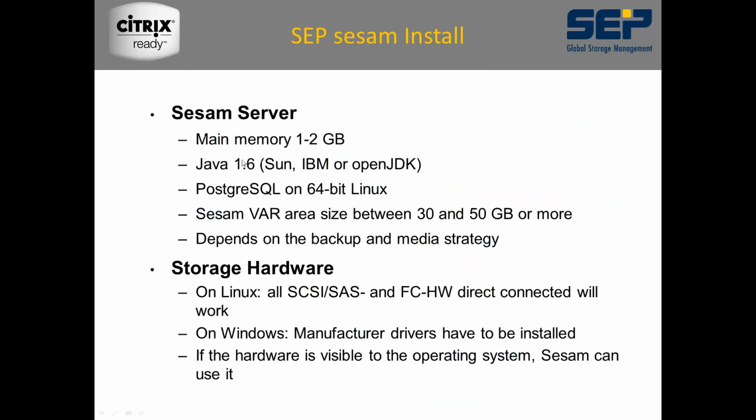The backup server itself needs to have 1 to 2 gigs of memory. Java is a requirement. As we talked about earlier, we do use Java for the GUI, so we have to have Java on the system, 1.6 or higher. PostgreSQL on 64-bit Linux, it will go ahead and auto-install a database for 32-bit Linux or Windows. The database itself will grow to about 50 gigs, and that's for a very large environment. It'll typically be smaller than that. So you don't need a whole lot of space for the database, but you do need access for your targets where they're going to be backing up to, whether it's on disk or tape.